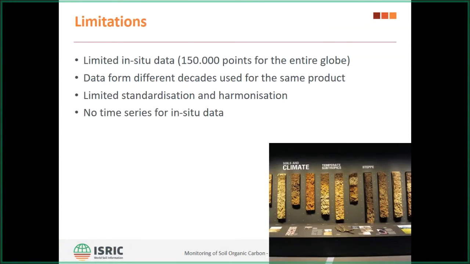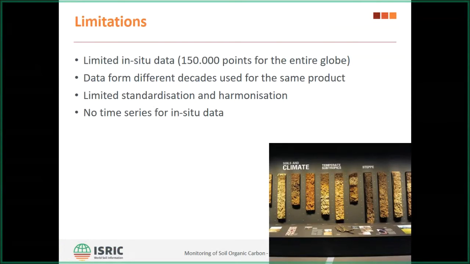But what are the limitations of this product? First of all, limited in situ data: 150,000 points for the entire globe. The most important limitation is that these data come from different decades. So we have a mixed bag of data from different decades, and we assume that also reflects the picture for today, which is of course not correct. But if we disaggregate those data decade by decade, then we don't have enough information to make reasonable predictions.